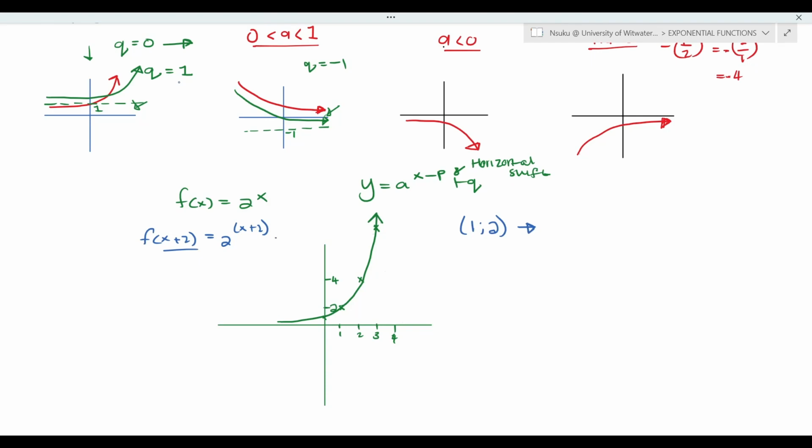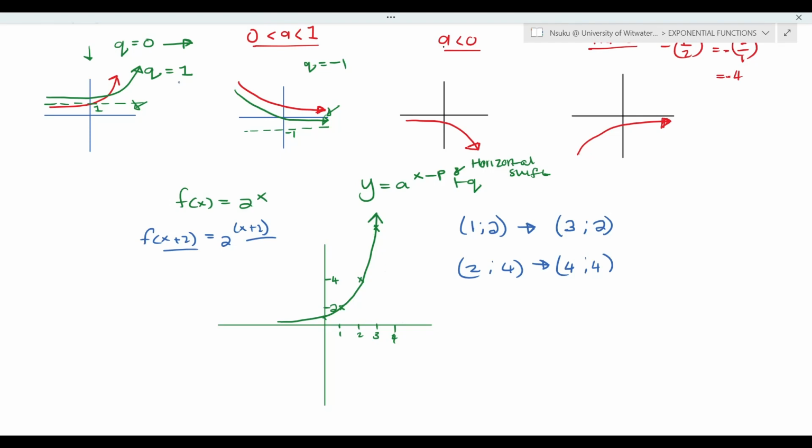Now with this one, when x is 1, we add the 2 there. So x won't be 1, it will be 3, but our y value will stay the same, it will still be 2. And if x is 2, where our y value was 4, now x will be 2 plus 2, which is 4, and our y value will still be 4. Our y value doesn't change. Basically what changes is our x value. That's why this is called a horizontal shift. So let's see how a graph of 2 to the power of x plus 2 would look.